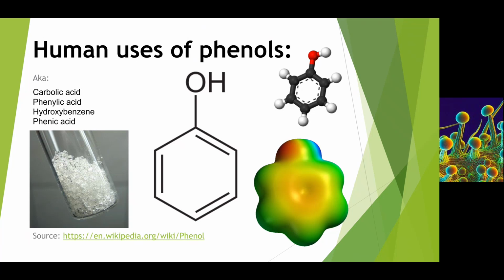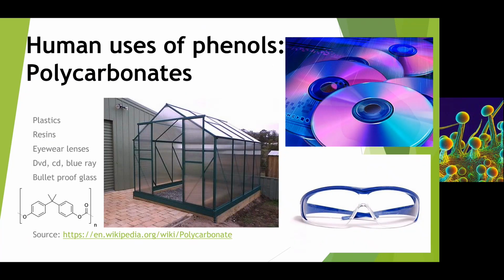Humans use phenols for all sorts of different purposes. We use it as a sanitizer, for example, and for all sorts of different experiments in laboratory settings. One recognizable use is with hard plastics, which we would call polycarbonate. So all of the CDs and DVDs and Blu-rays and things like special protective glasses or even bulletproof glass are a type of phenolic compound, polyphenols.